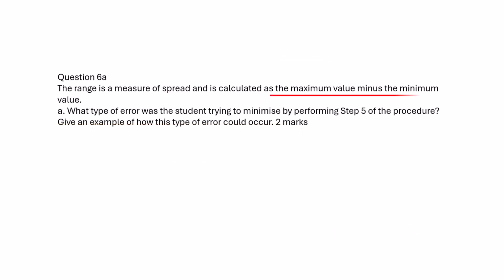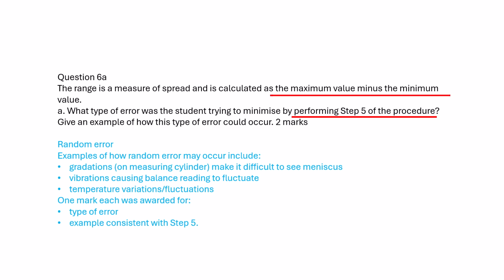The range is the difference between the maximum and minimum value. Step 5 of the procedure is repeating the experiment. This step is used to minimize random errors.